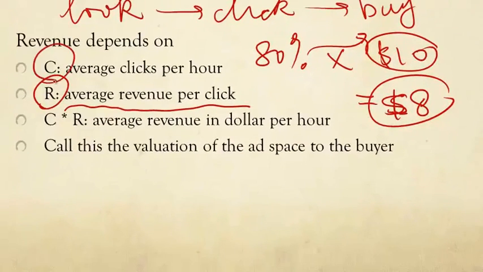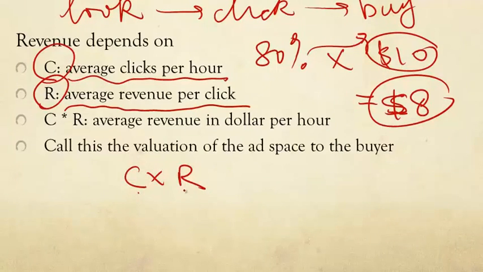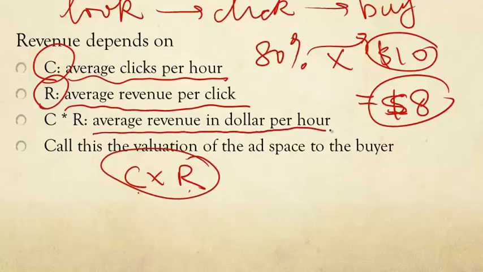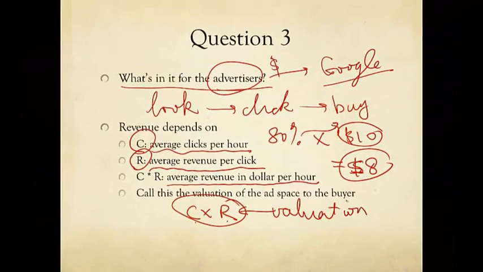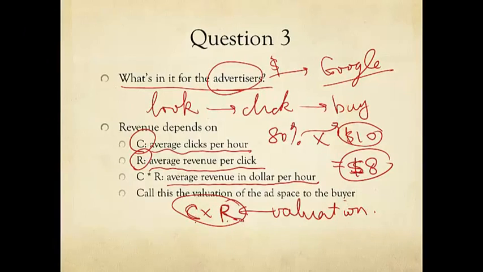Now remember, we just talked about another symbol C denoting the average number of clicks per hour. So if you multiply the two together, C times R, this is the average clicks per hour, this is the average revenue per click, and therefore the total given by this multiplication is the average revenue in dollars per hour. And this is a very important quantity we'll come back to many times today, called the valuation of this advertisement space to this buyer.